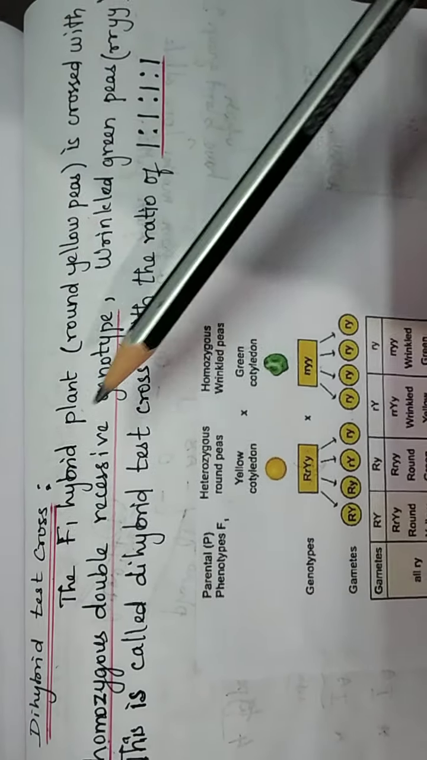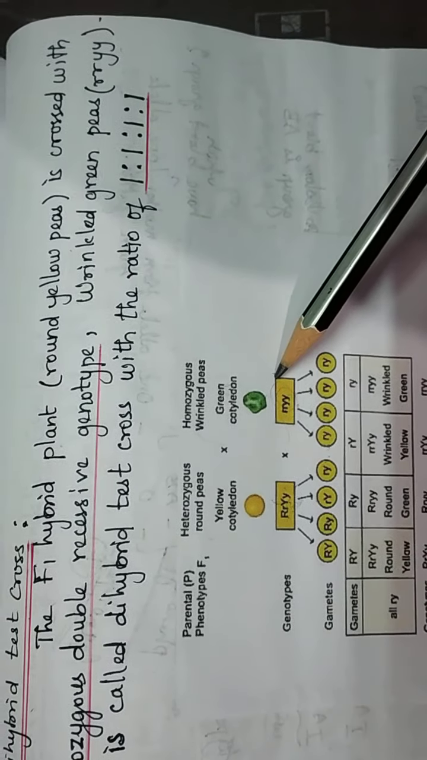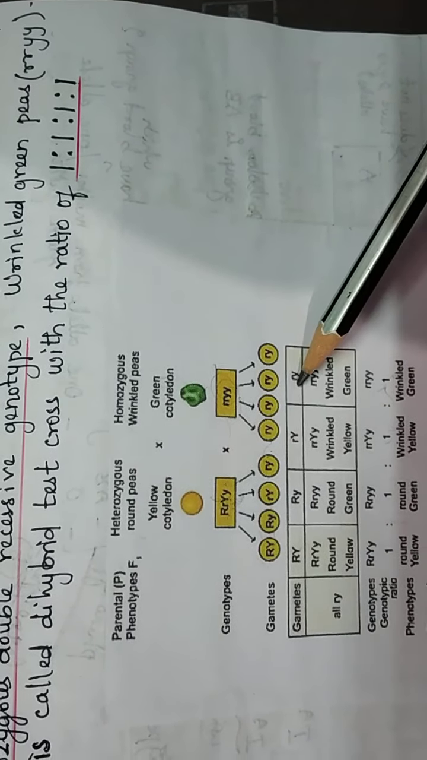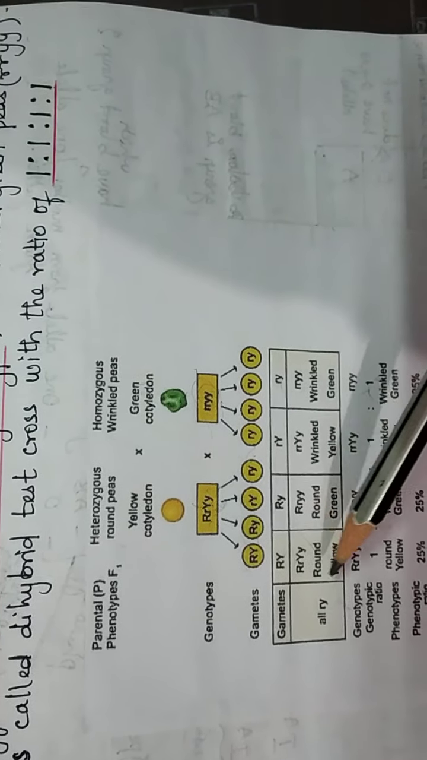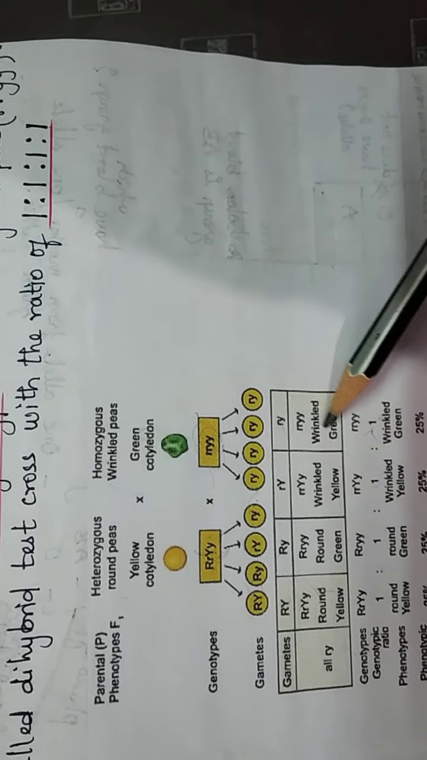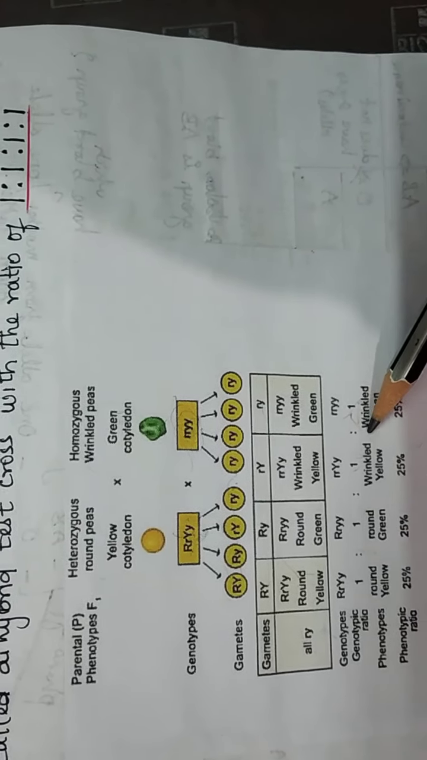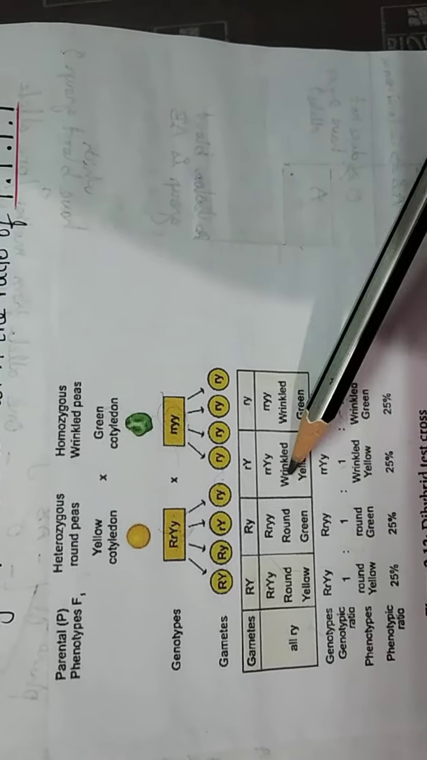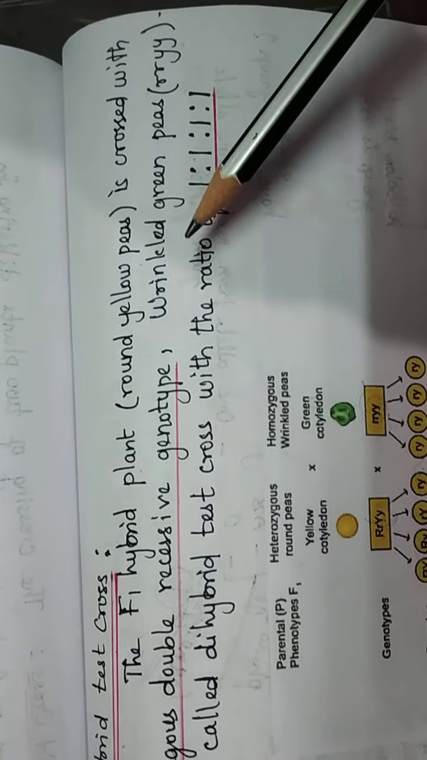Again, when the F1 hybrid is crossed with the homozygous recessive genotype, the ratio obtained is 1:1:1:1. We can see the four types of gametes present on one side, and the homozygous recessive genotype on the other side. When you cross these, we get round yellow, round green, wrinkled yellow and wrinkled green in the genotypic ratio, and the phenotypic ratio, the external appearance, is 25% each. So this we call the dihybrid test cross.